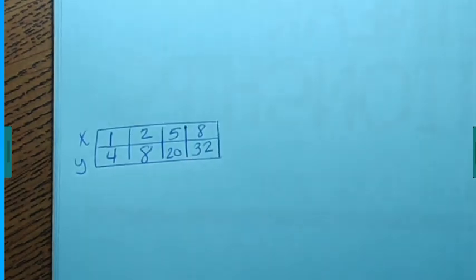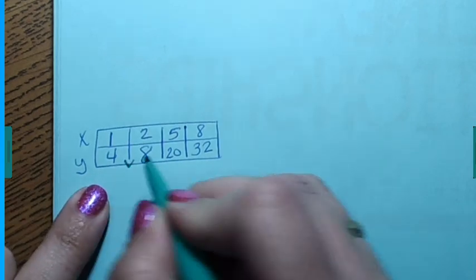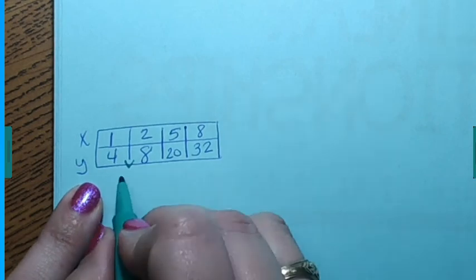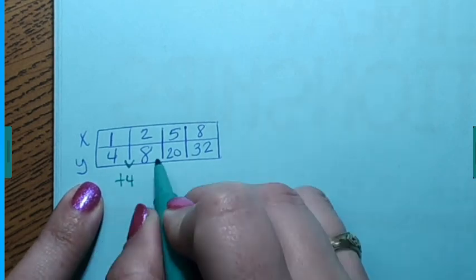Okay, so remember, rocks are found outside by adding or subtracting. And I always just start with y so that in my brain, when I go to write it, hopefully I'll remember to do y first. So how do you get from 4 to 8? Plus 4. What about 8 to 20?